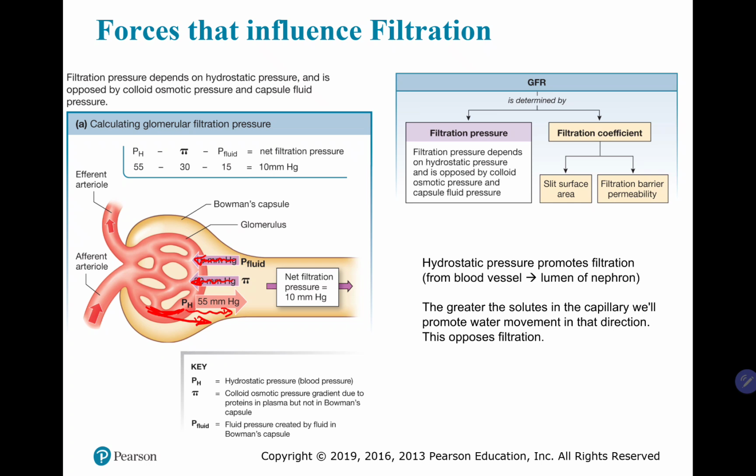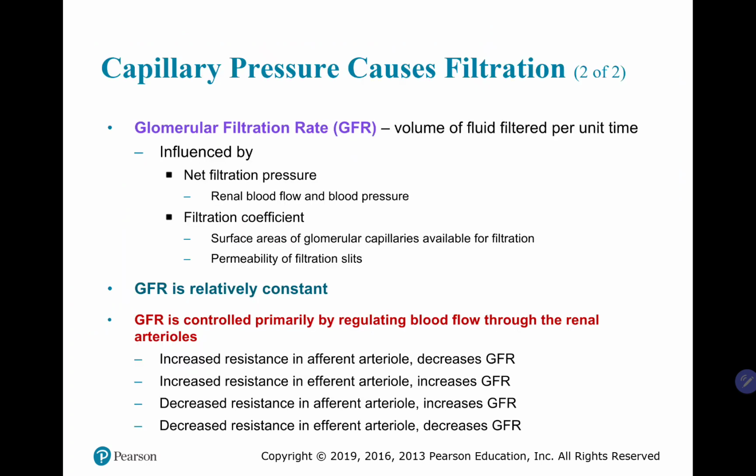Okay. So when we're looking at these pressures, we can calculate your glomerular filtration pressure. Speaking of glomerular filtration rate, simply it's a rate. It's simply the volume of fluid that is filtered per unit of time. So it's the amount of fluid that is filtered in a minute, basically. That's going to be influenced by the net filtration pressures that we just discussed and the filtration coefficient, meaning the surface area of the glomerular capillaries available for filtration and the permeability of those filtration slits.